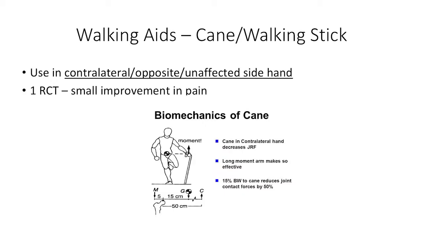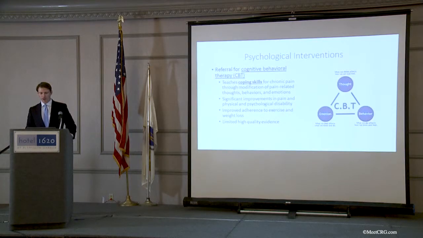The next recommendation would be a cane or a walking stick. This is used in the opposite hand on the side where they're having pain, and it just works by offloading that joint. So you're shifting the center of gravity, from the middle of your body to that side, and therefore offloading that joint.